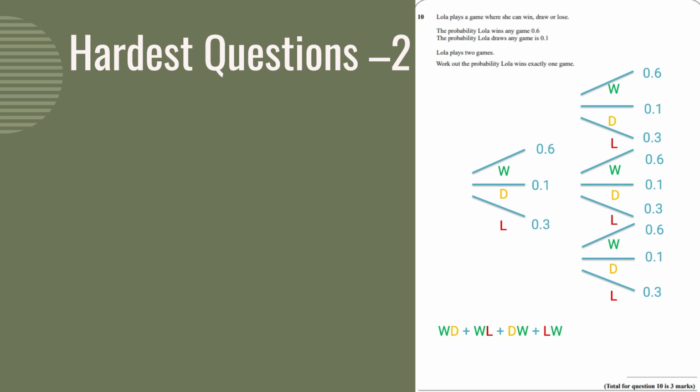So if you just work out a win-draw, times it by 2, and then a win-loss, times it by 2, and then add them together, you'll get the same answer, so don't worry. And as a final answer, you should get 0.48, or 48%, whatever you want to leave it in. And that is your final answer.